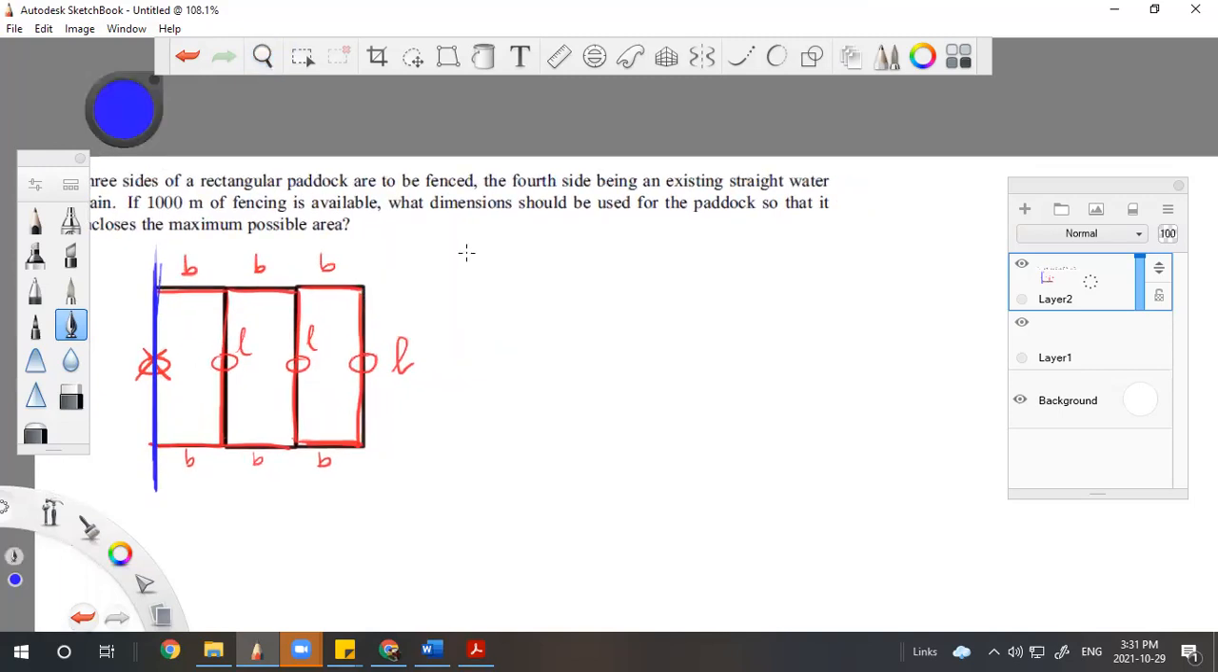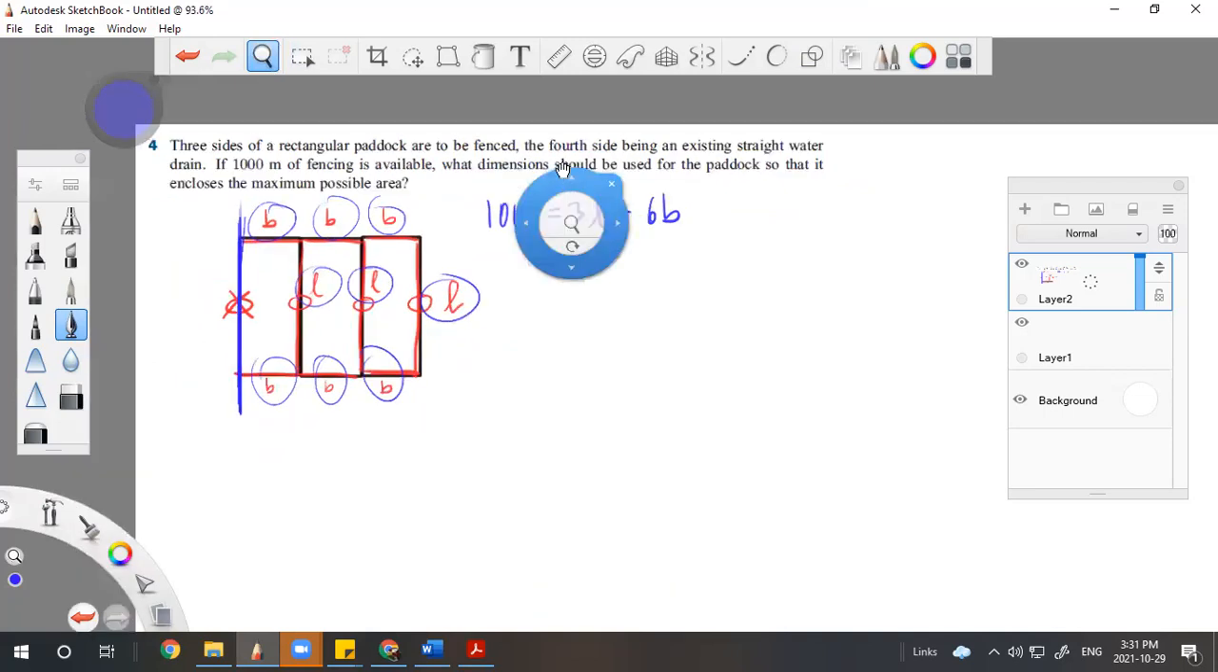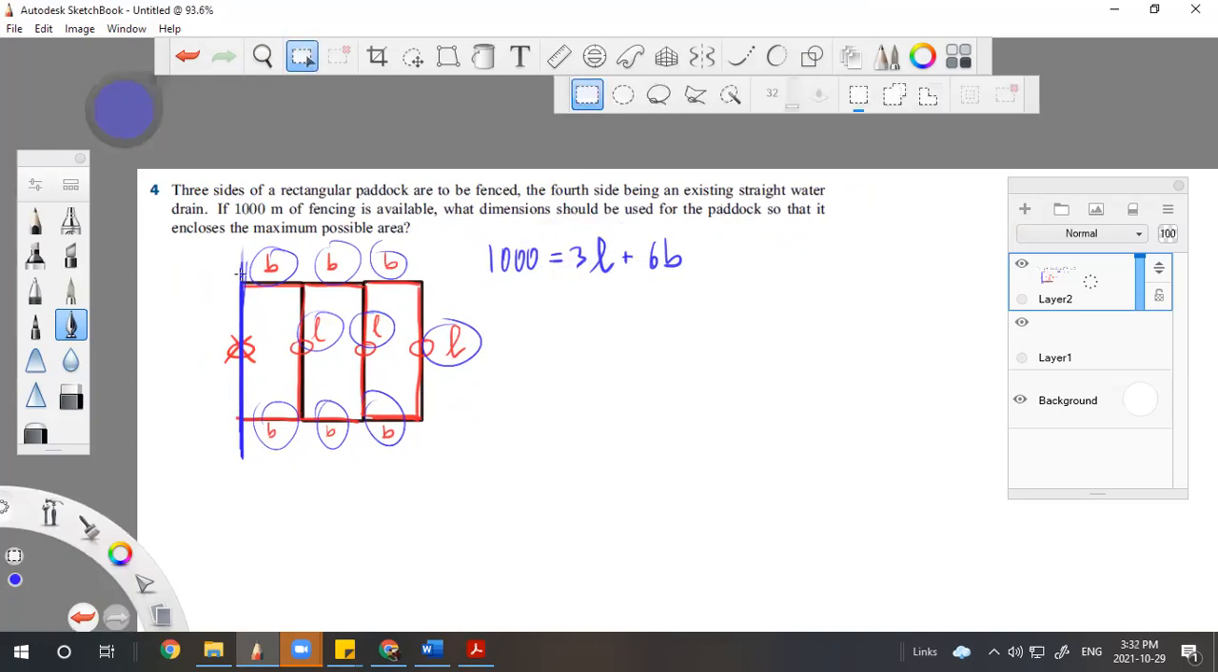So 1,000 equals 3L plus 6B, right? And I cannot do anything else about this because I don't know the direction. I see. I think I did something wrong.